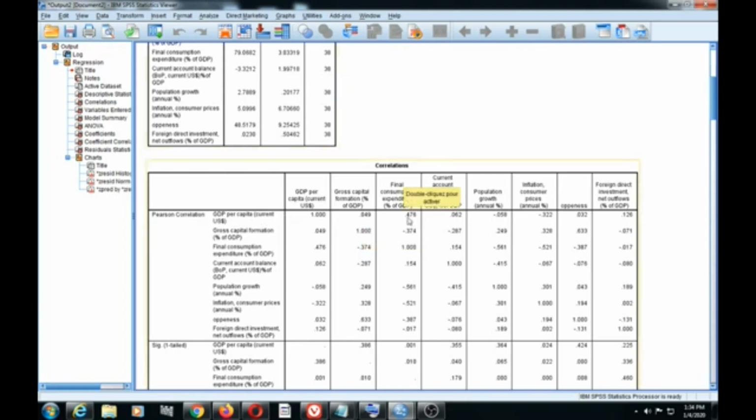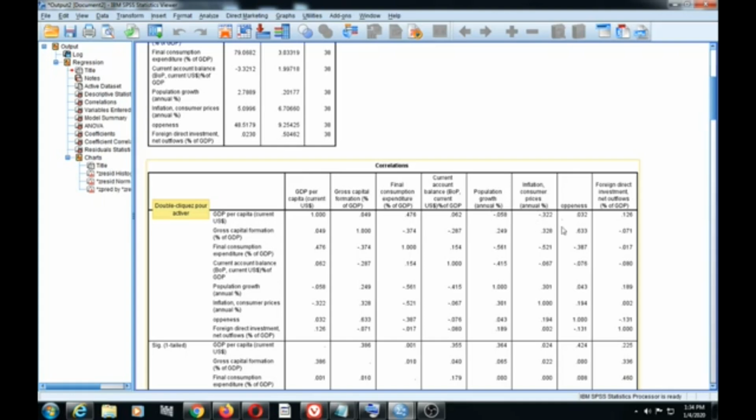The sign of the correlation is positive, which means that when GDP per capita increases, final consumption expenditure does the same, increasing in the same manner. On the contrary, GDP per capita is negatively correlated to population growth. Population growth can lead to GDP per capita decrease. So that is just a normal relationship.